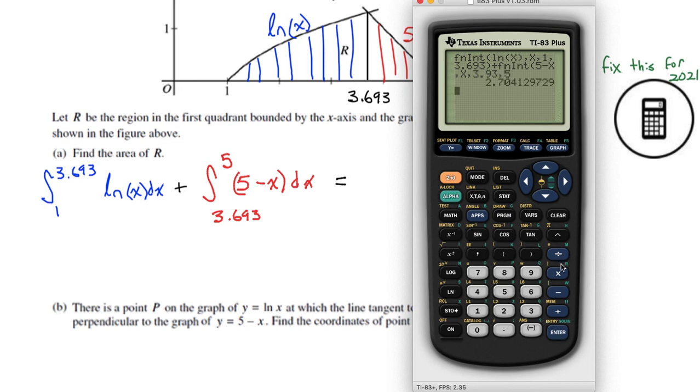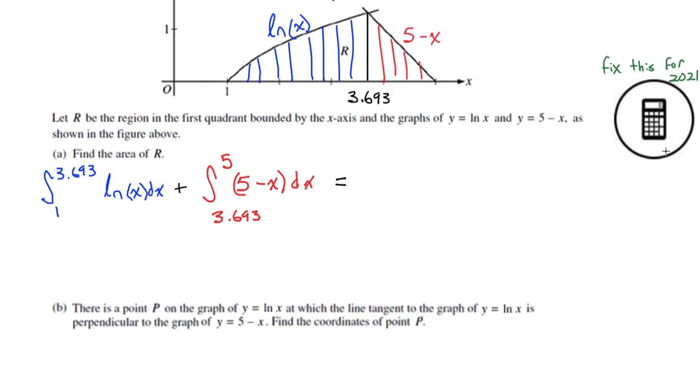And my answer key is telling me 2.986, and I did not get that. What did I mess up on? Natural log of x, 5 minus x, 1 to 3.693. Dang it, I didn't enter in my calculator. So I can hit second enter and just come back. 3.693. Okay, now we should get the correct answer of, there it is, 2.986. 2.986, final answer, and box it.